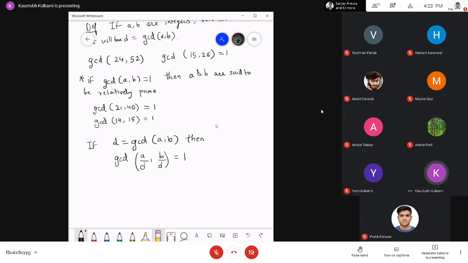So let's say we want to find the GCD of 84 and 264. Now this becomes very cumbersome if we try to write down all the factors of these numbers.